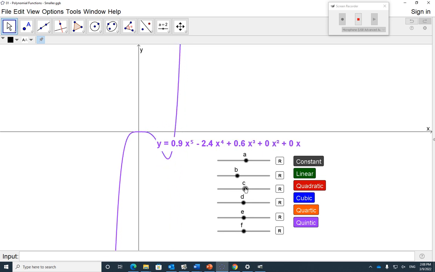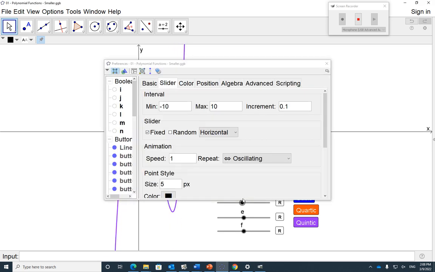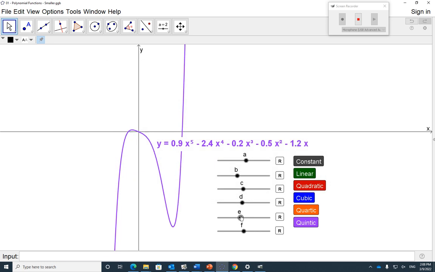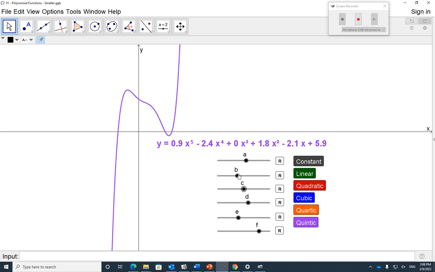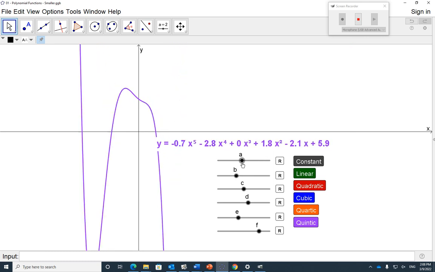Let me see if I can get something cool going here. Move that up. Yeah, lots of cool stuff that can happen with degree 5.